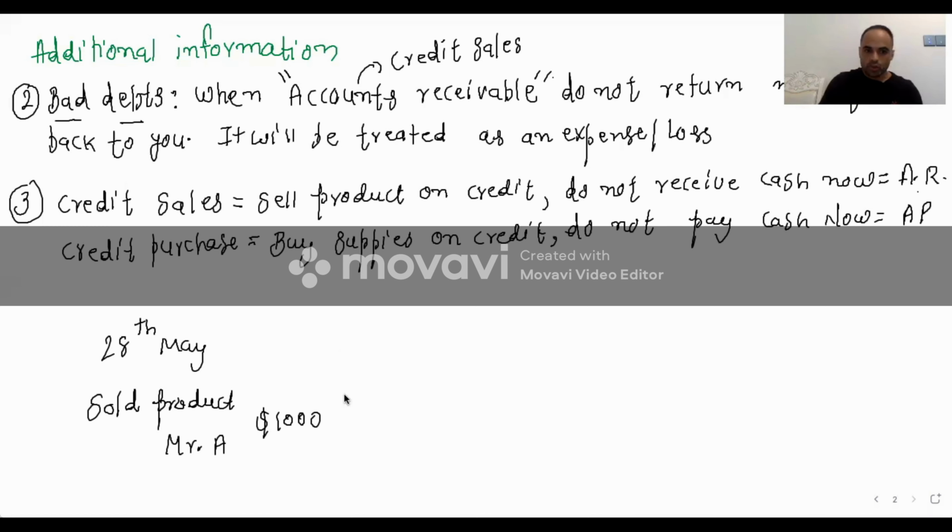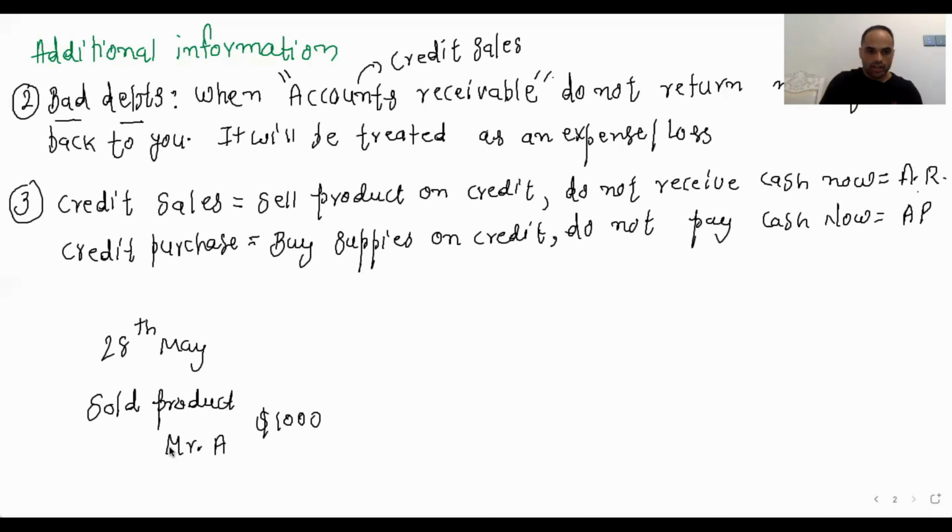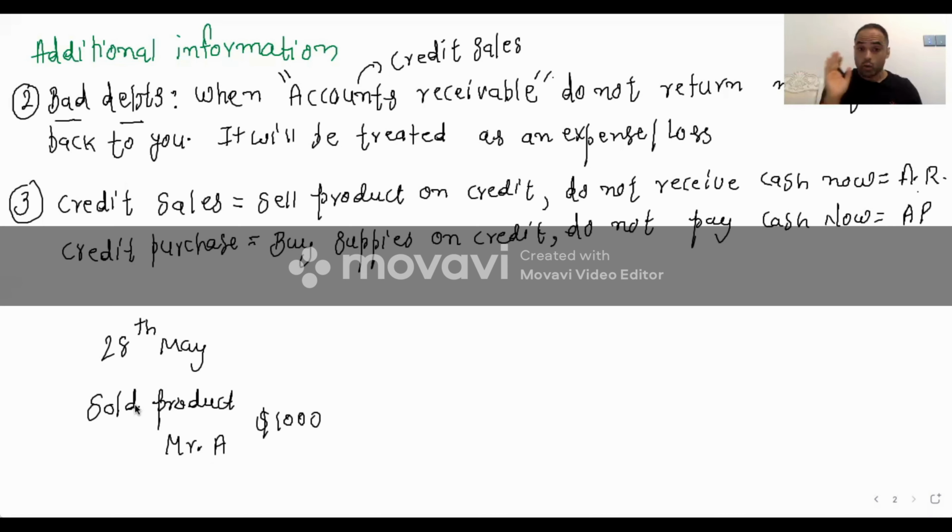So today we sold this product on credit. Sold to Mr. A means obviously on credit. So remember, if the question says sold product to Mr. A, but the question doesn't say anything about whether it is cash or credit, then obviously it's credit. That's why we are giving the name of Mr. A.